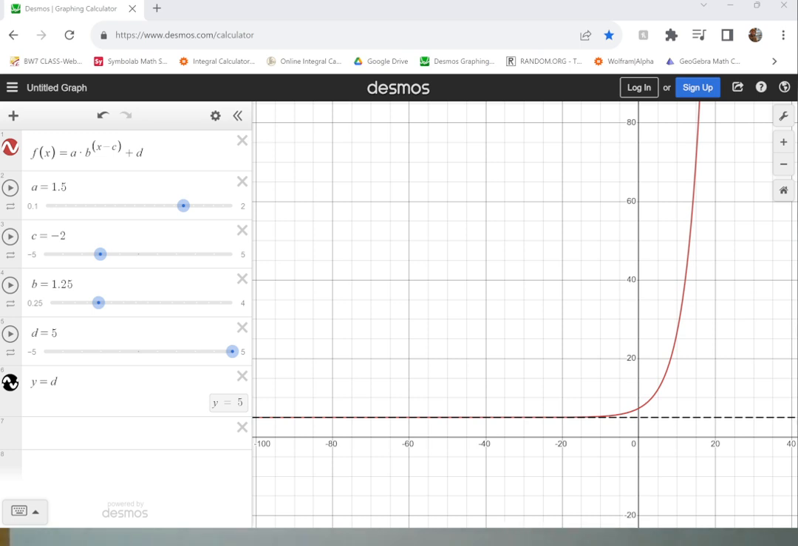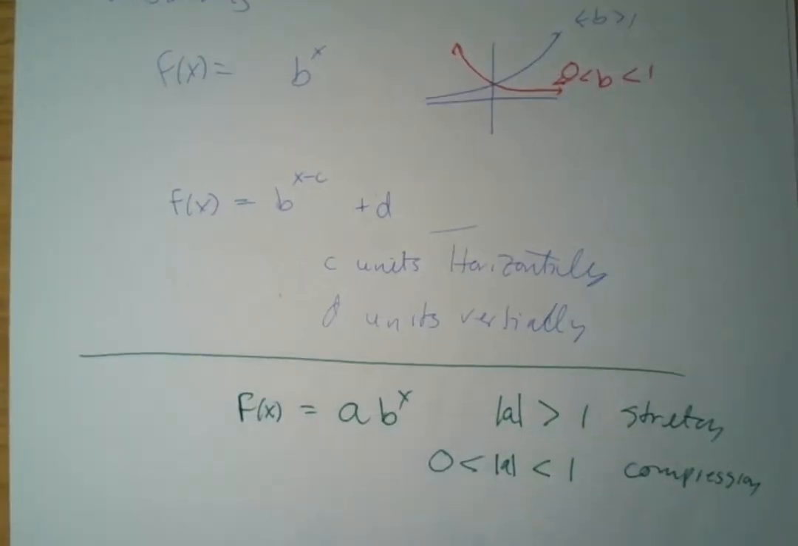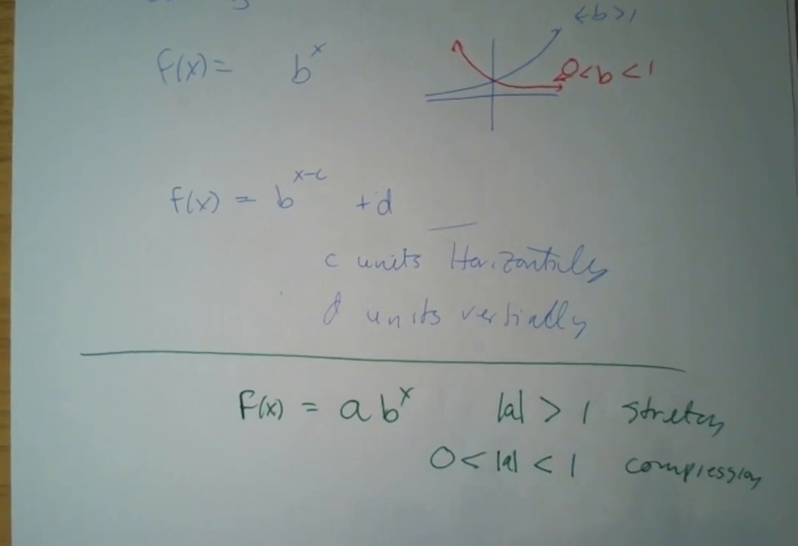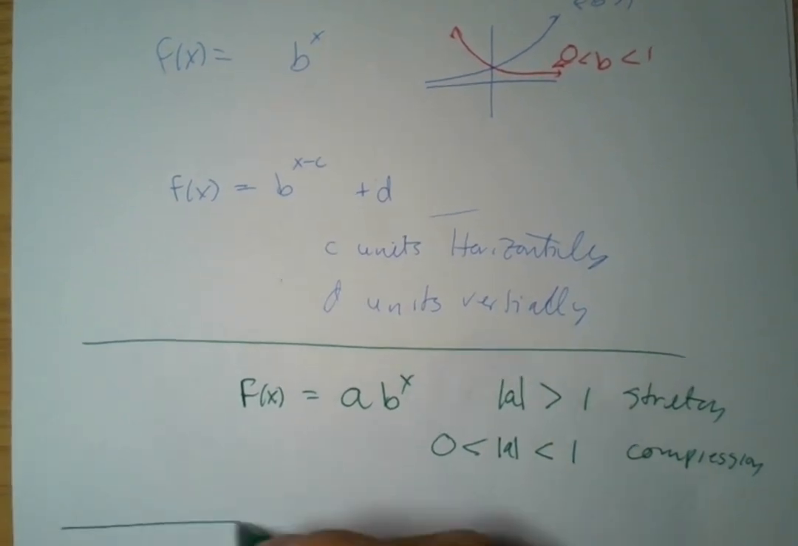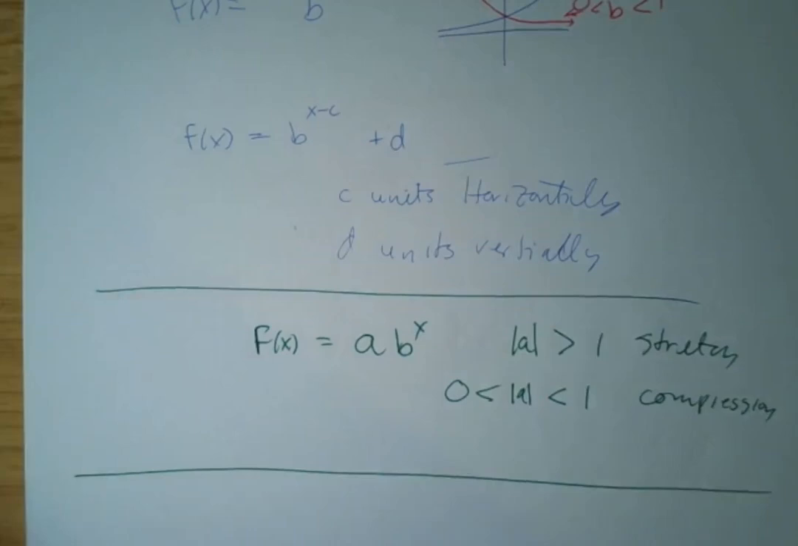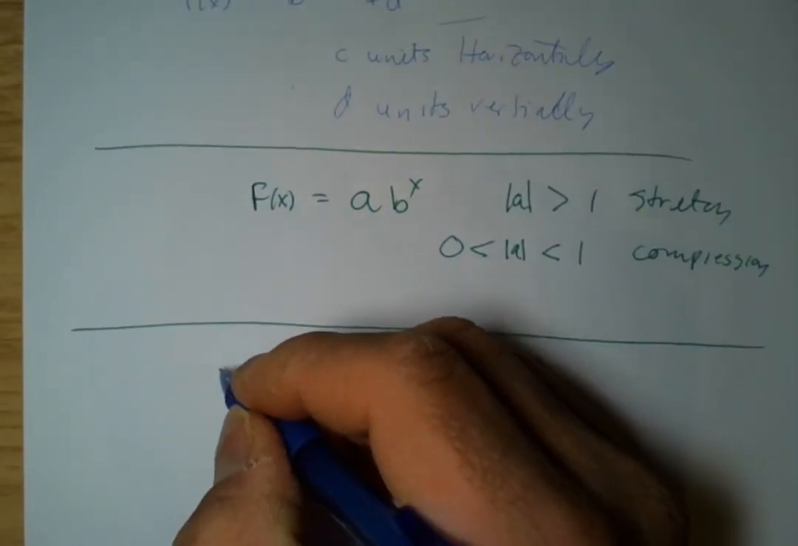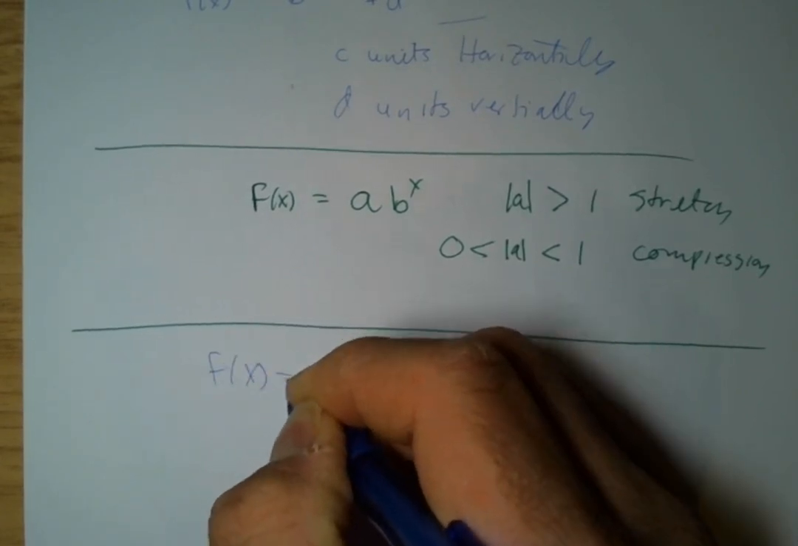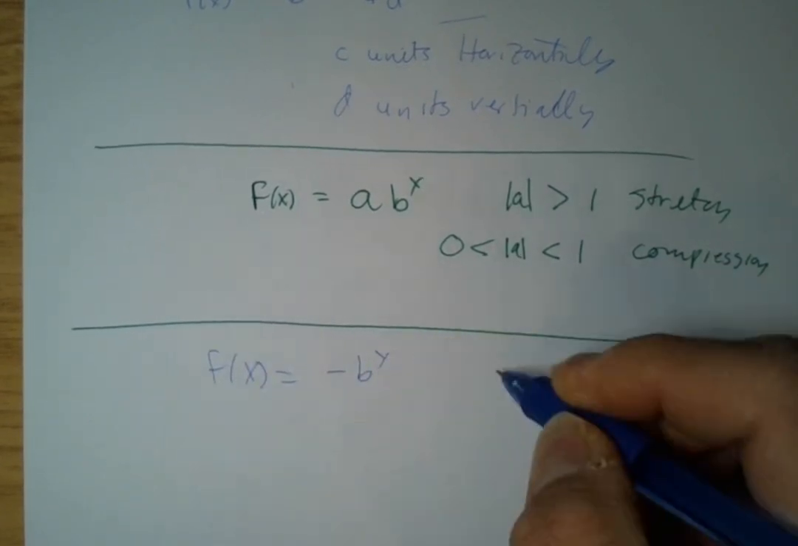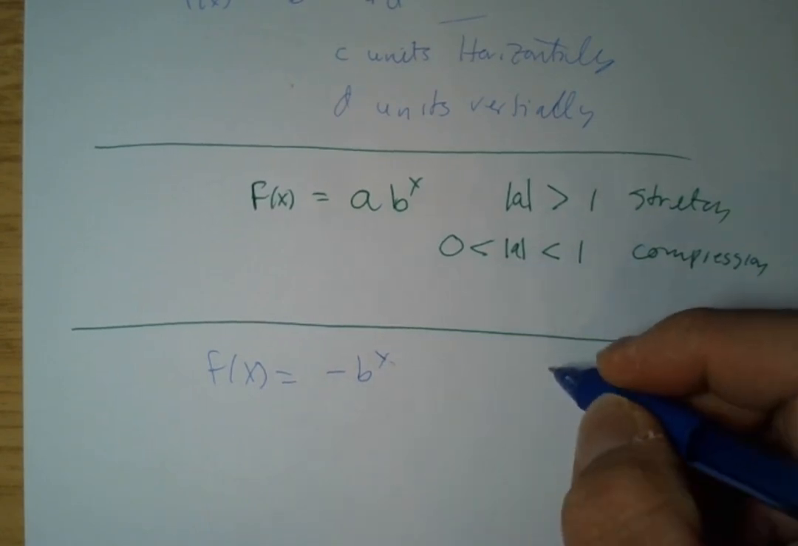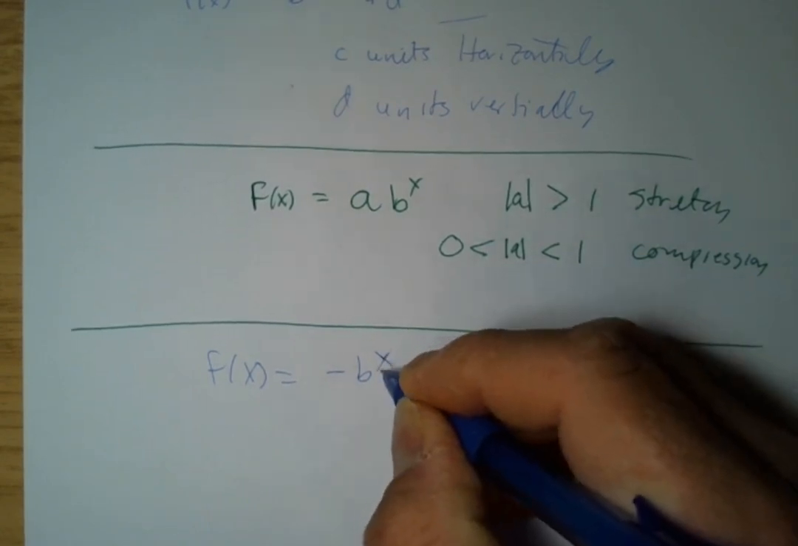All right, now, if we did have a negative in front of it, okay, so what that does here, so now we look at reflections across axes, right? If we had f of x equals negative b to the x, this is going to correspond to a reflection about the x-axis.